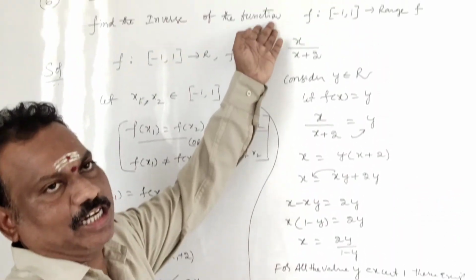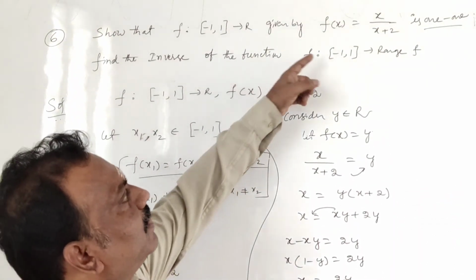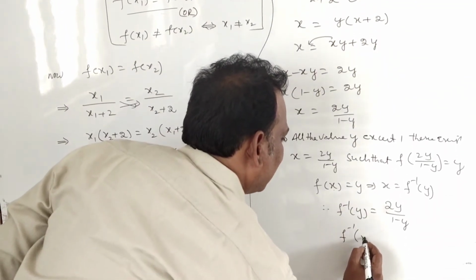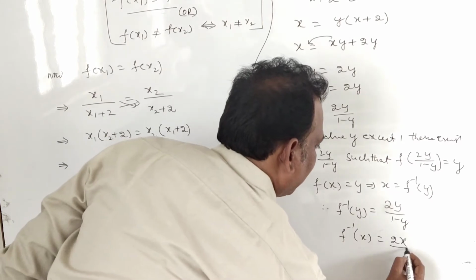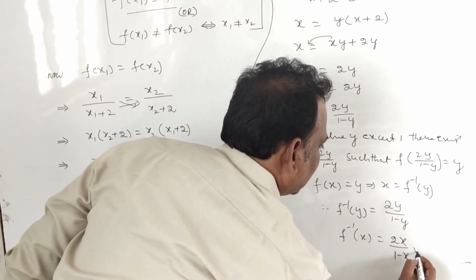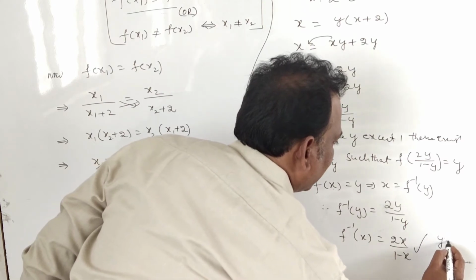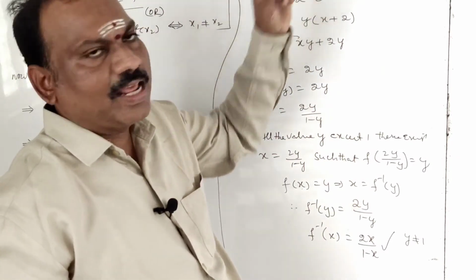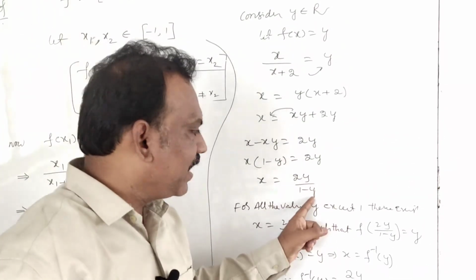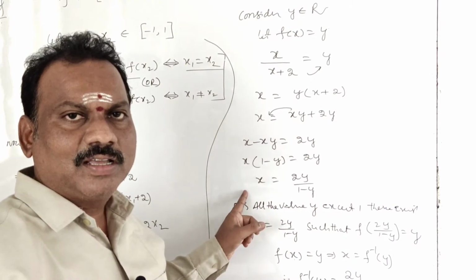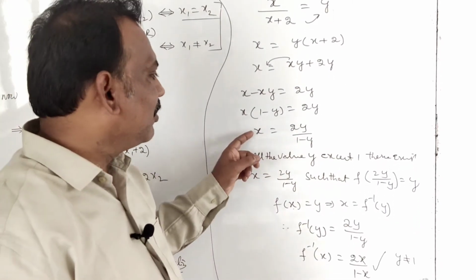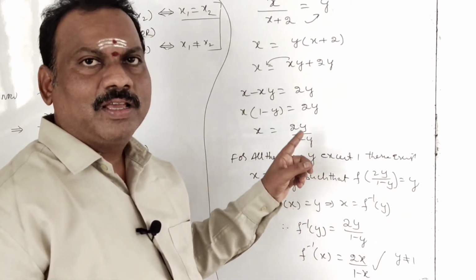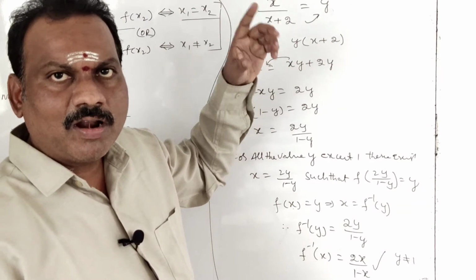Find the inverse of the function. Suppose it is given in terms of x. You also need it in terms of x. You will write f inverse x is equal to 2x upon 1 minus x. This is valid when y is not equal to 1. I told you here y belongs to real numbers. All real numbers, if you substitute here, the x value is not satisfied. That means the x value does not exist for one number, that is 1. That's why you have to take all real numbers except 1.